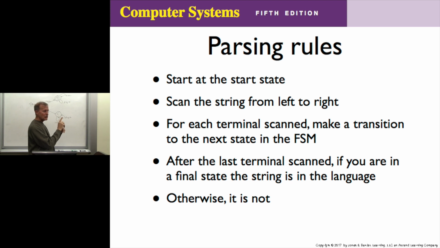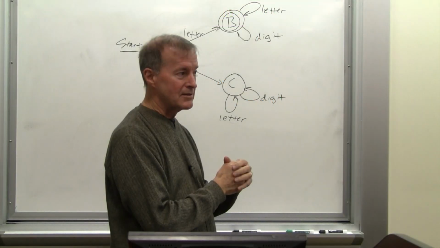Each time you go one character to the right, on the finite state machine you make the transition from that state to the next state that's pointed to by that character. Okay? And you just keep doing that over and over again. After the last terminal gets scanned, if you are in a final state, then it is valid. And if you're not, then it's not. So that's how it works.